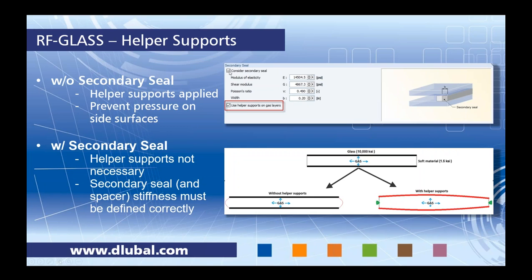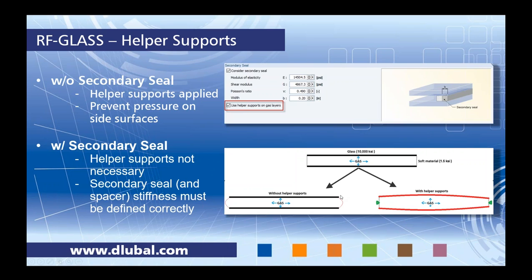So if I had this option unchecked, there is the use helper supports on gas layers. That's now grayed out in the program. So what exactly are these helper supports, since there's not much information in the add-on module itself? Well, when I have the secondary seal unchecked, meaning there's nothing there, these helper supports will be applied in our glass surface. Taking a look at this picture down here, glass panels are pretty stiff, maybe around 10,000 KSI. However, RFEM will model a soft material at either end, something closer to 1.5 KSI.